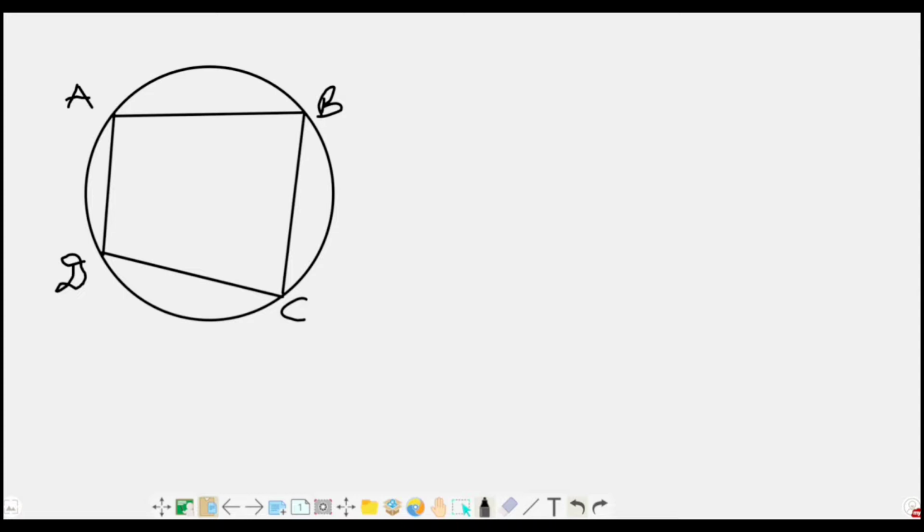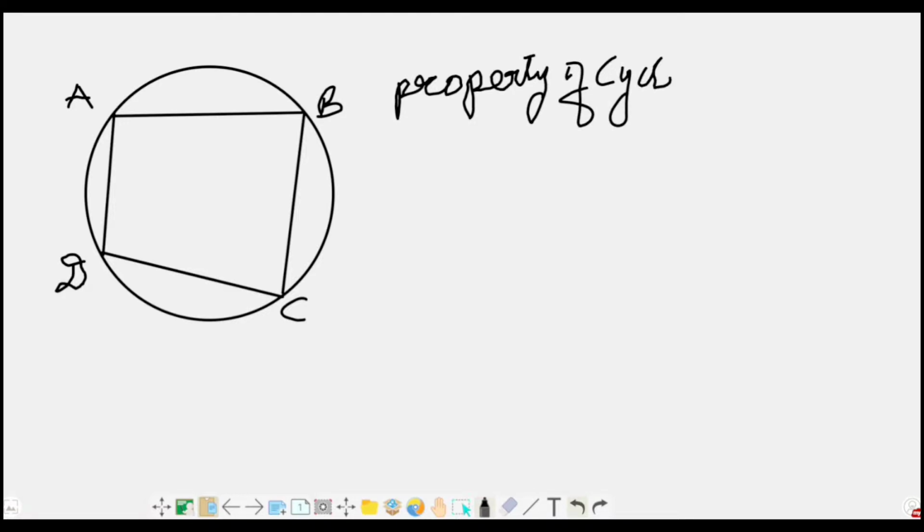Now students, I have drawn the quadrilateral ABCD in such a way that all its vertices lie on the circle. This kind of quadrilateral is known as a cyclic quadrilateral. Now I am discussing the property of cyclic quadrilateral. Wherever we apply this concept, we will write the reason as property of cyclic quadrilateral.